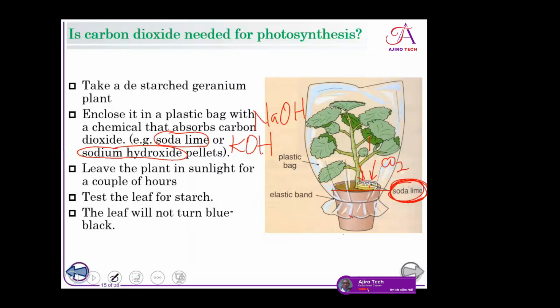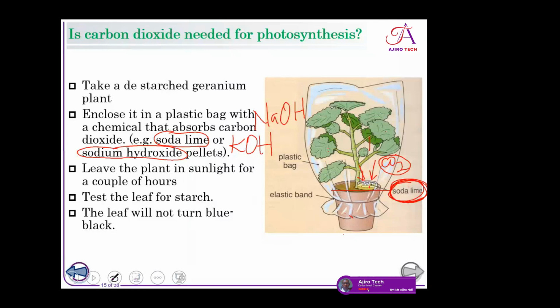So if you expose this plant to light, probably after 3 hours, you are going to expect that photosynthesis will happen. But photosynthesis can't happen because all the carbon dioxide has been absorbed, and carbon dioxide is a raw material for photosynthesis. So after 3 hours, if you pluck one of these leaves and test it for presence of starch, it will not turn blue-black, showing that carbon dioxide is necessary for photosynthesis. So this is a simple experiment to show that carbon dioxide is needed for photosynthesis.